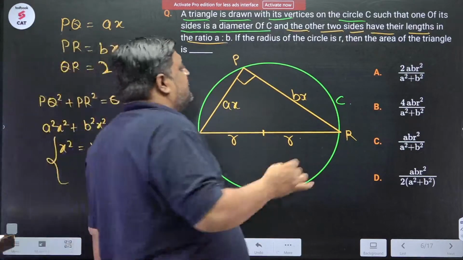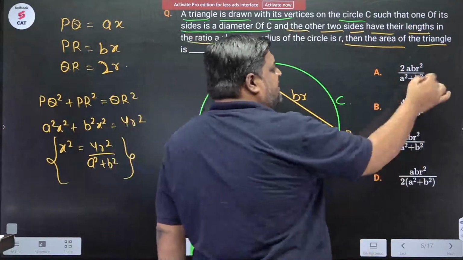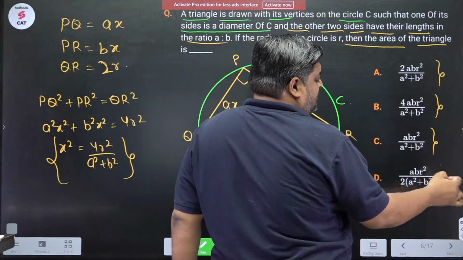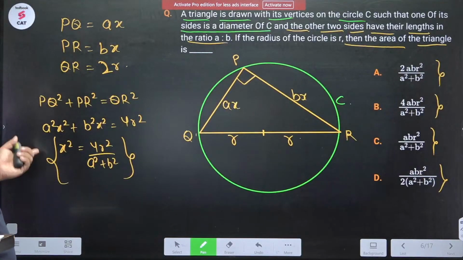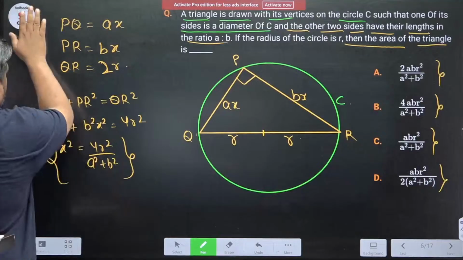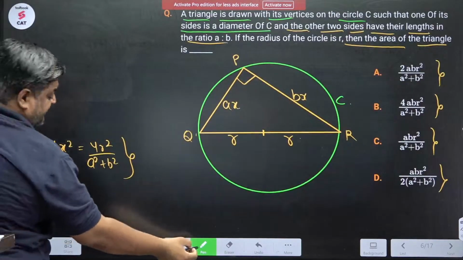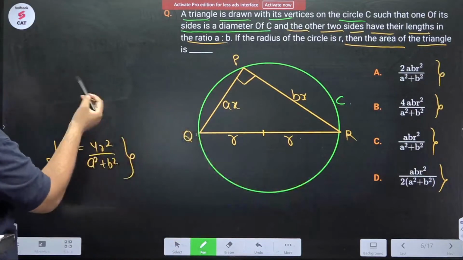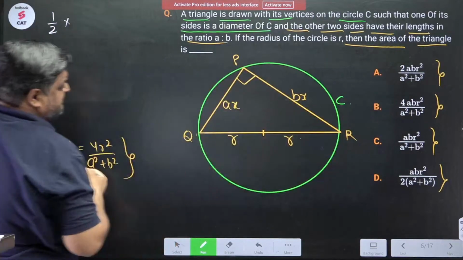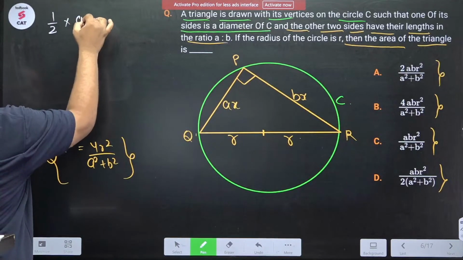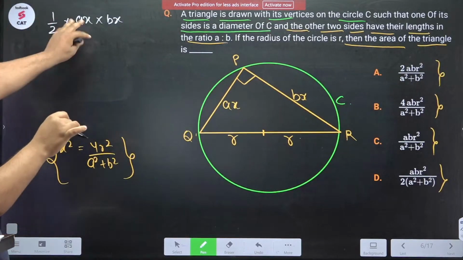You have to find the area of the triangle and represent it in the form of A, B and R. What is the area of this triangle PQR? I need the space, so I'll take this out and only keep the conclusion. How to calculate the area of the triangle? The area of triangle PQR is half into base into height, half into AX into BX. We need to find its value.